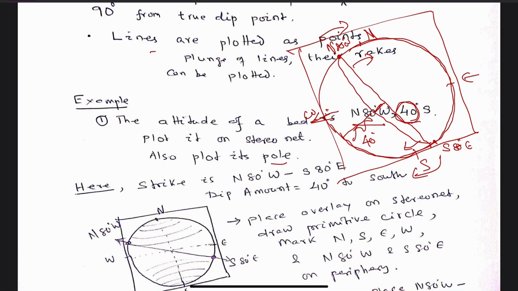So this great circle will indicate the plane which is having 40 degree dip towards south, and strike is north 80 degree west, south 80 degree east, and its pole will be along this line. On this line we have to count 90 from this point. So this amount is 40, this is 50, then we have to count another 40. So this point will be the pole of this plane. So we have now plotted the plane and its pole.